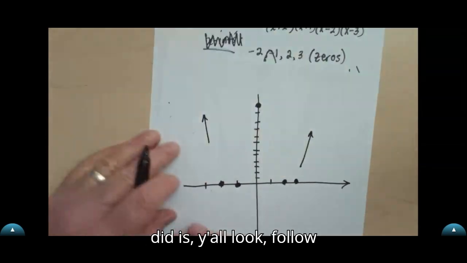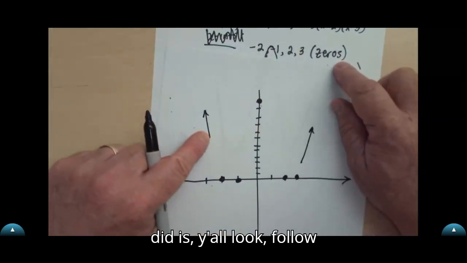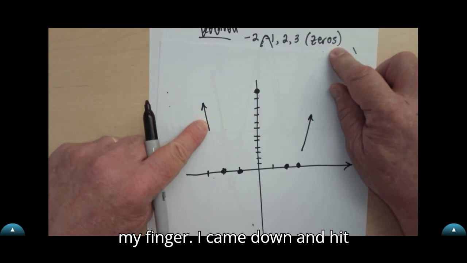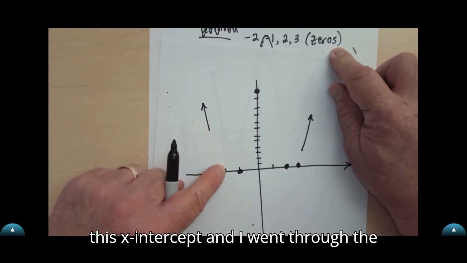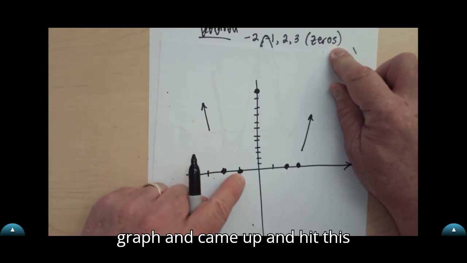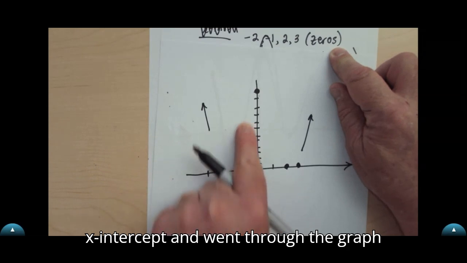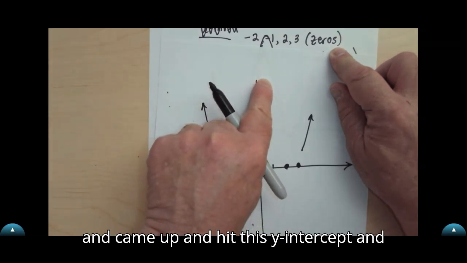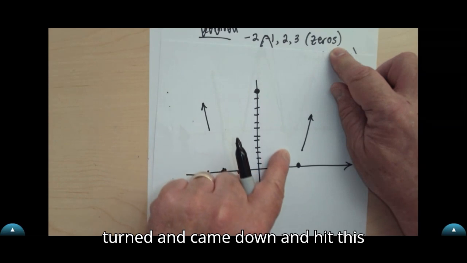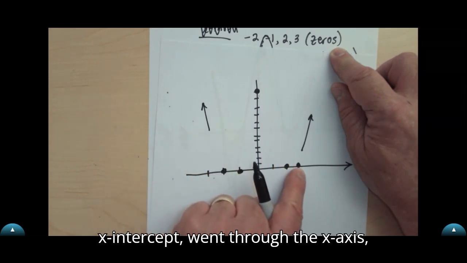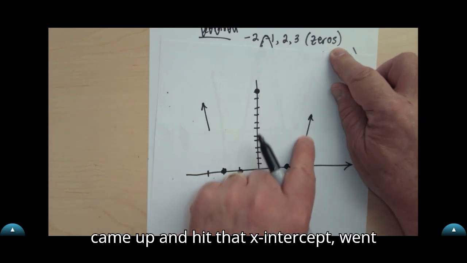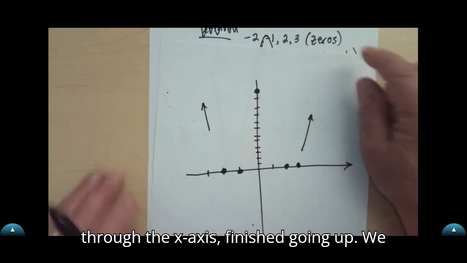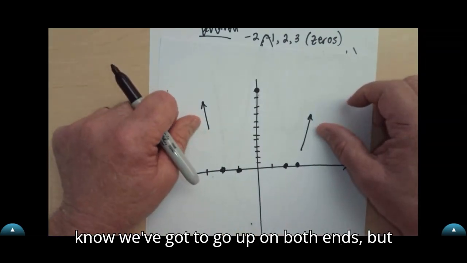Now what I did is, y'all look, follow my finger. I came down and hit this x-intercept, and I went through the graph and came up and hit this x-intercept and went through the graph and came up and hit this y-intercept and turned and came down and hit this x-intercept, went through the x-axis, came up and hit that x-intercept, went through the x-axis, finished going up. We know we've got to go up on both ends.